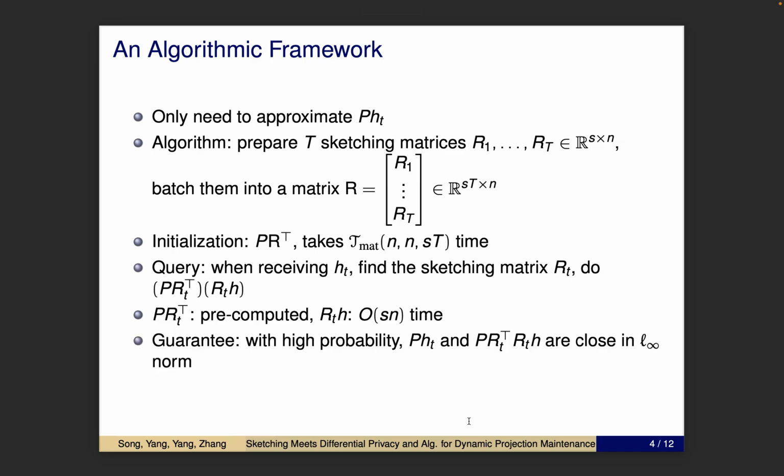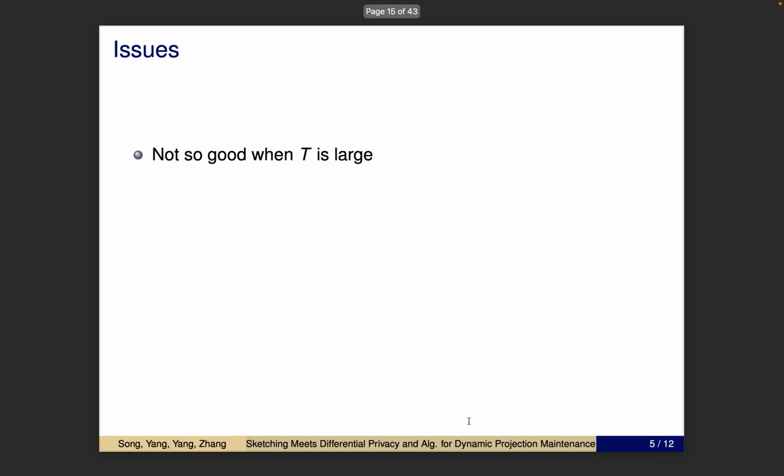What kind of guarantee does this algorithm provide us? With high probability, the approximate matrix vector product is close to the original matrix vector product in an L infinity norm sense. We will ignore the discussion on the guarantee and focus on getting a good algorithm for this problem.